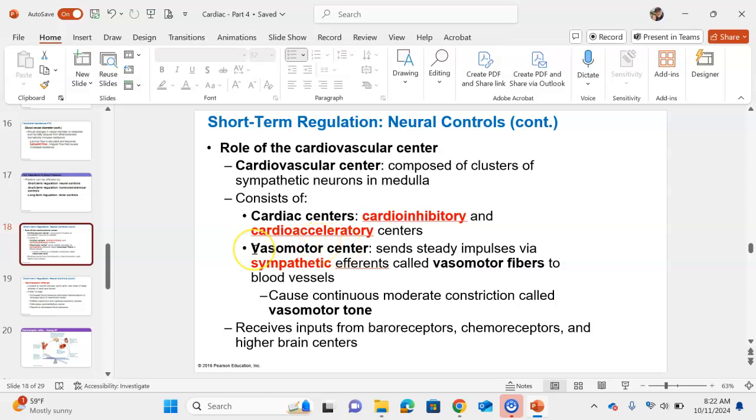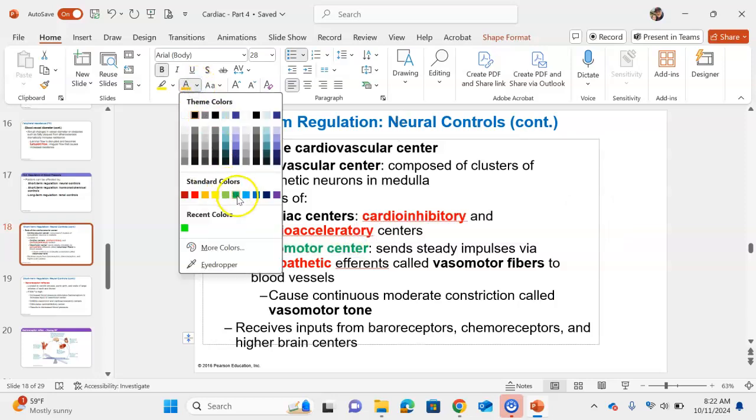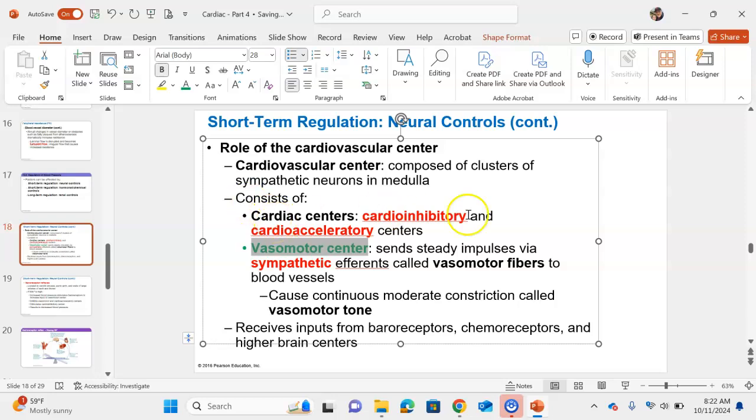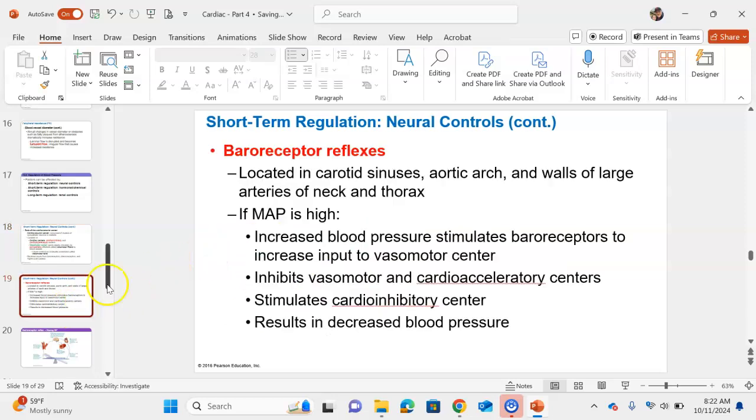Okay, so to the blood vessels. So let's just kind of change that, and let's go a different green there. Okay, so the vasomotor center, sympathetic impulses, like we have right here. Okay, now there's something that we need to address related that involves the vasomotor center, and this is called the baroreceptor reflex.